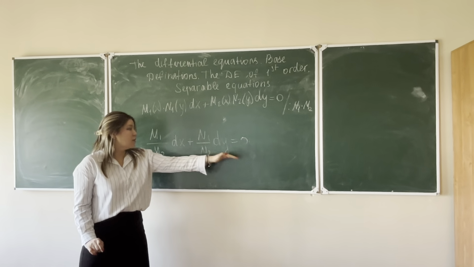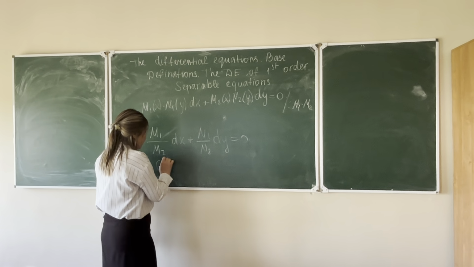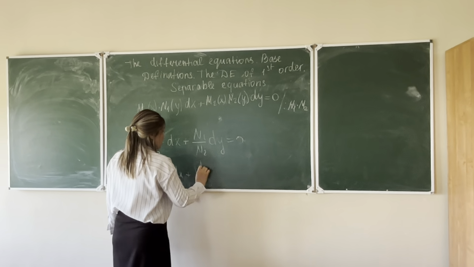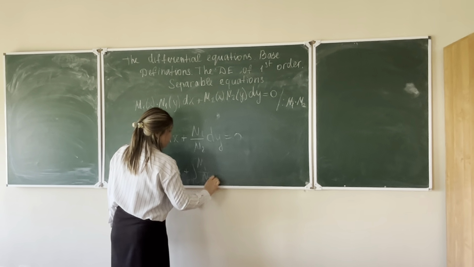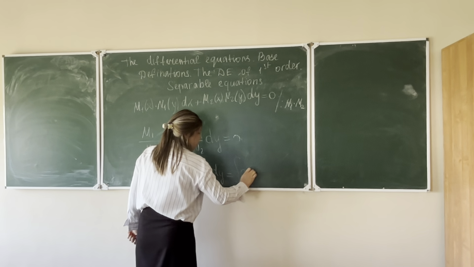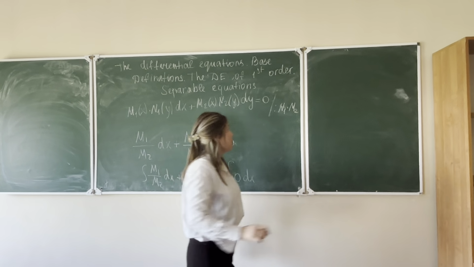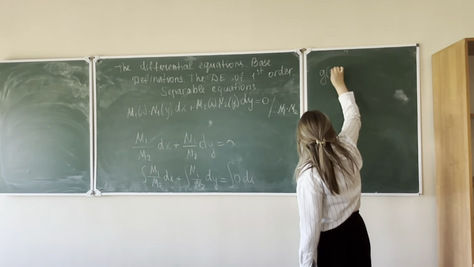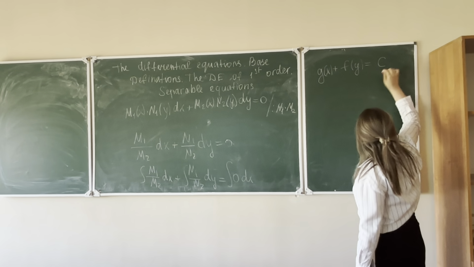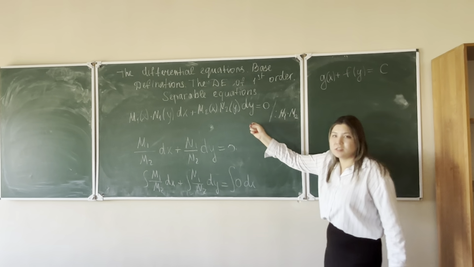To solve this equation, we need to integrate for every variable and can write the general solution equal to integrating 0 for any variables. We can write here dx or dy, and here we get a function of x plus a function of y equal to C, and it is called the general solution of these forms of separable differential equations.